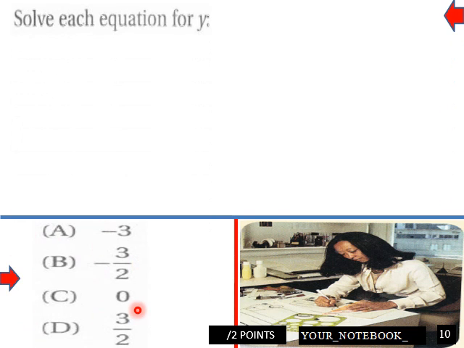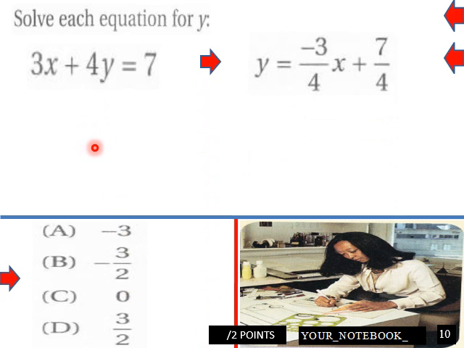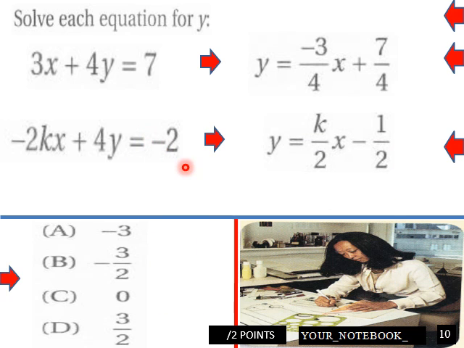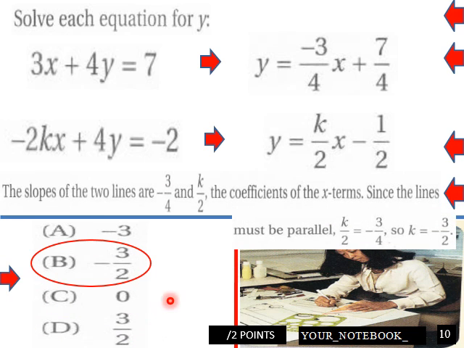So again, these are the possibilities. Solve each equation for y. So we're going to solve that for y. Y equals here, here's our slope on this line. And then for this one, we have y equals, here's our slope for this one. So for that to be true, k has to be -3/2 for it to match this slope here.